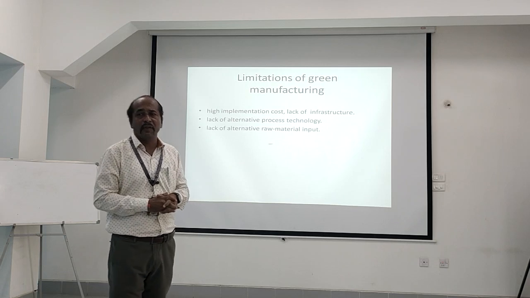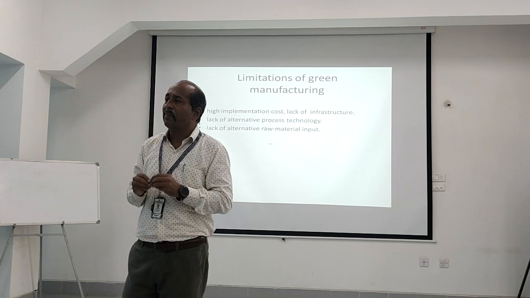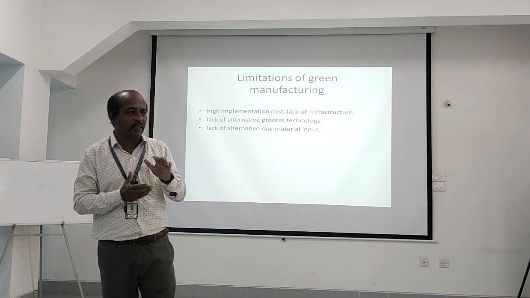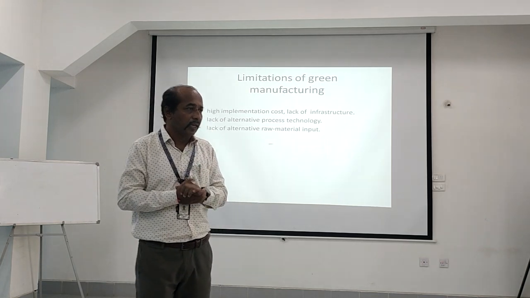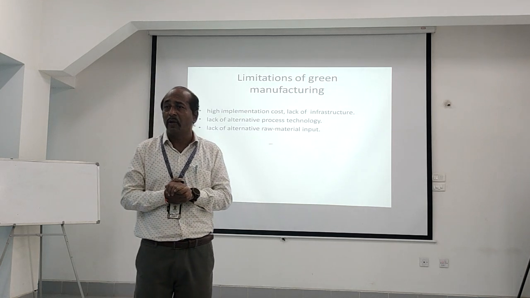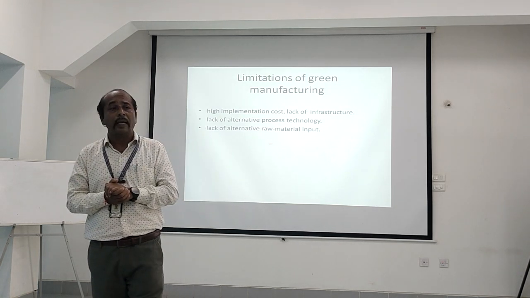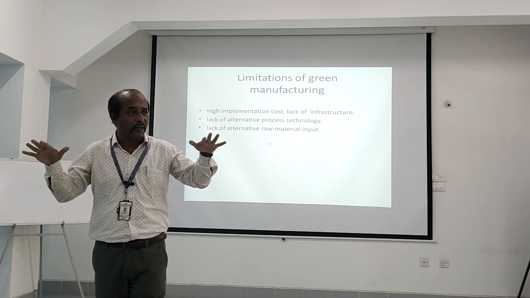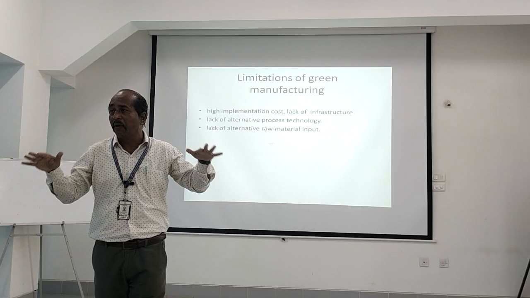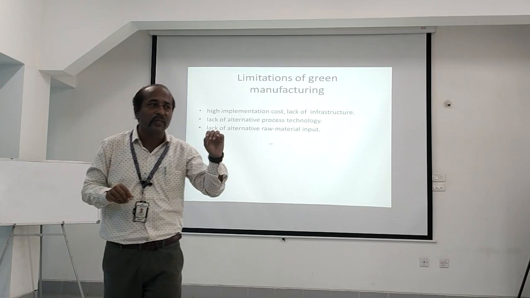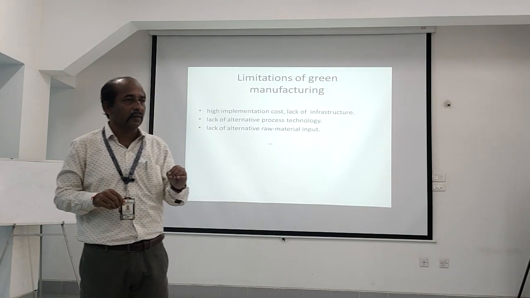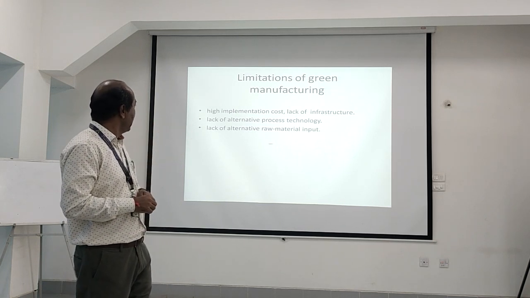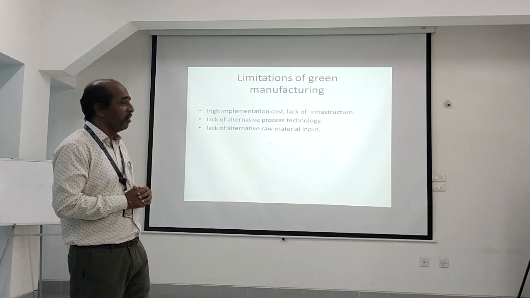Now, what are the limitations of green manufacturing? Green manufacturing comes with certain costs. You need to have proper infrastructure, proper machines, and technology to implement it. You cannot go for green manufacturing with the usual, traditional manufacturing setup. You need some setup for implementing green manufacturing, and that comes with some cost for infrastructure and technology. It requires alternative process technology, and there is a lack of alternative raw material input for this.